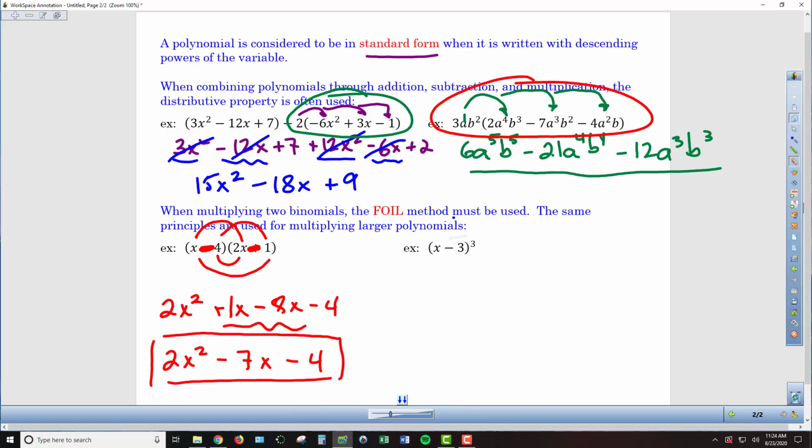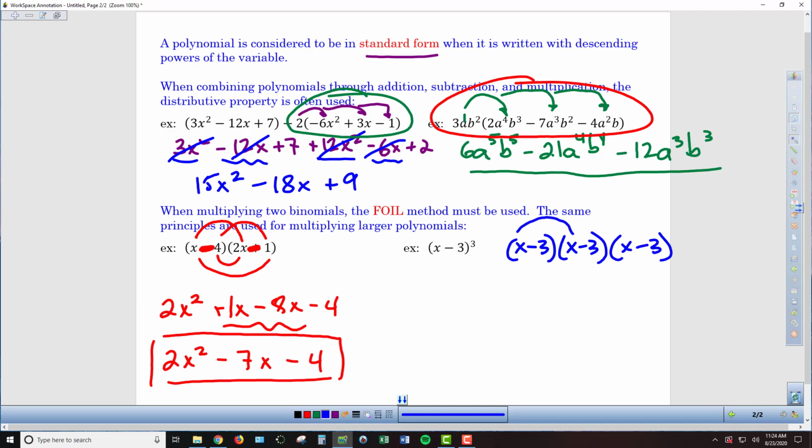So instead, what we have to do is recognize that that exponent is saying we are going to multiply x minus 3 times itself 3 times. So I'm going to write this out as x minus 3 times x minus 3 times x minus 3. Now I have a long and winding road here where I'm first going to FOIL together the first two binomials, and then I'm going to take that result and multiply it times the third one. So I'm going to follow the same pattern that we did before.